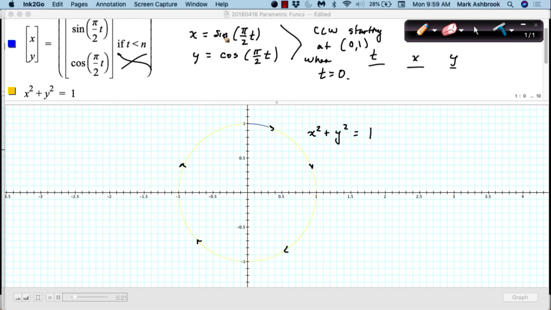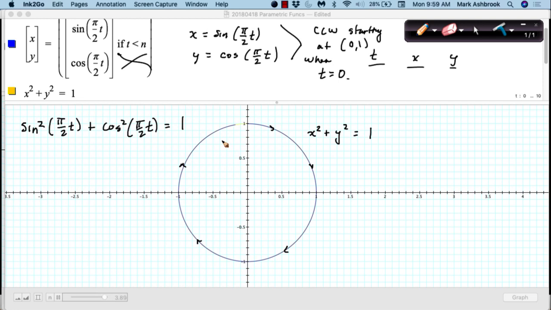Okay, so if these give the exact same points, then somehow they're mathematically equivalent. How is it that these are mathematically equivalent? Who remembers their trig? What relationship do we have between sine and cosine? Jennifer, remember? Yeah, sine squared x plus cosine squared. Right. So if I wrote down sine squared of pi over 2t plus cosine squared of pi over 2t, that would equal what? 1, that's called a Pythagorean identity. But what is sine squared of pi over 2t? It's x squared. And what is cosine squared? It's y squared. Lo and behold.